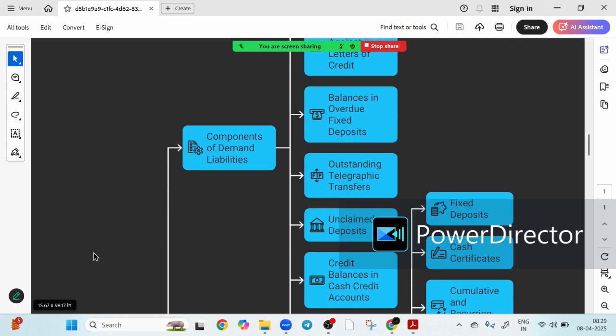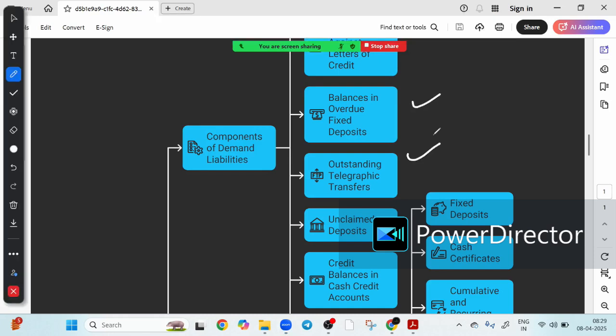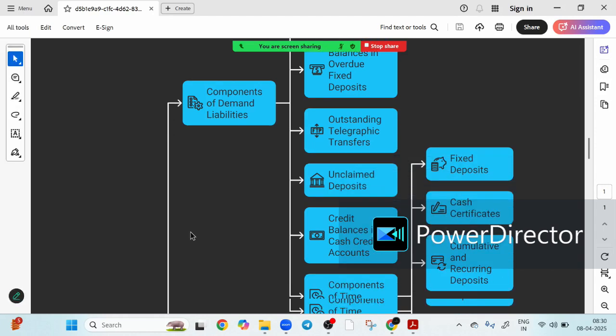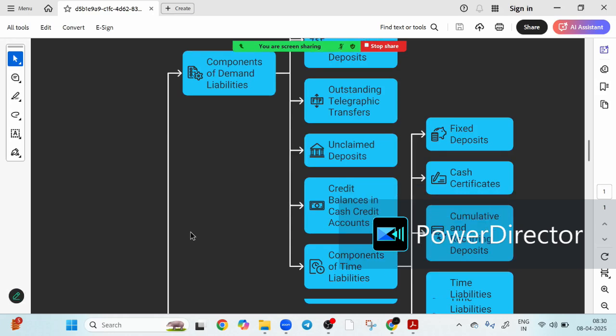Balance in an overdue fixed deposit account. This is a kind of demand liability, right? Outstanding telegraphic transfer, demand liability. Unclaimed deposits, demand liability. Credit balance in a cash credit account. See, credit balance, not cash credit balance, credit balance. So these are the demand liabilities. A question may be asked: which of the following is a kind of demand liability? You must know it. Now, this makes up the core of day-to-day liquidity with the bank.